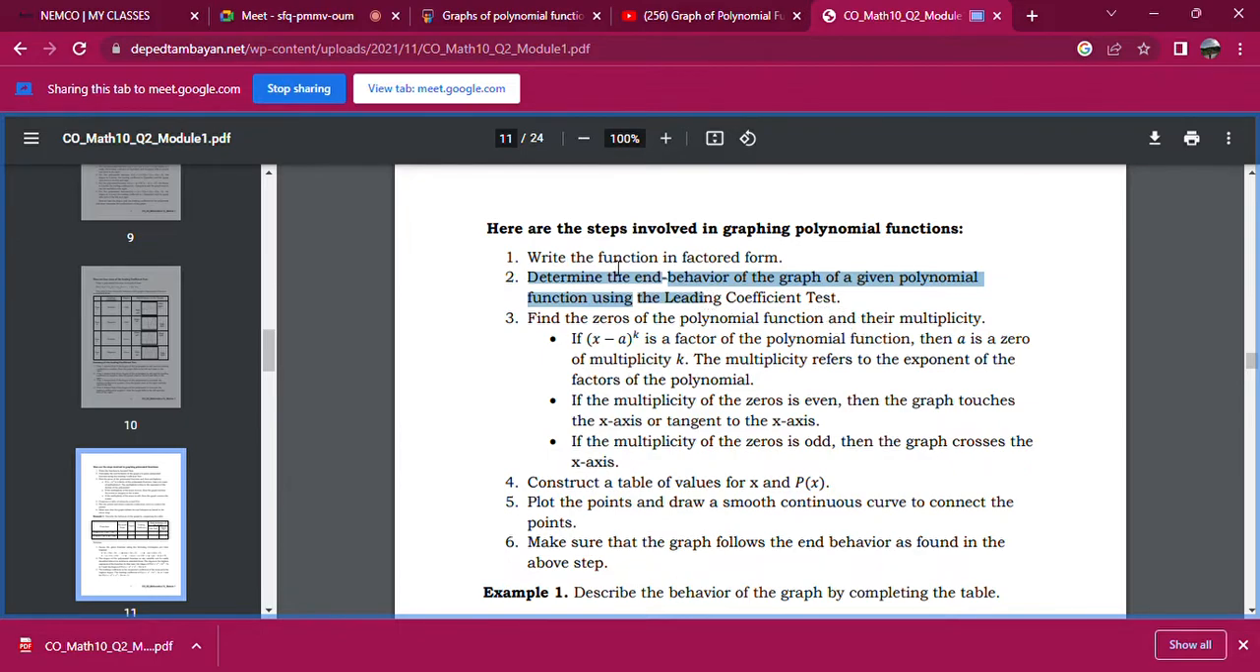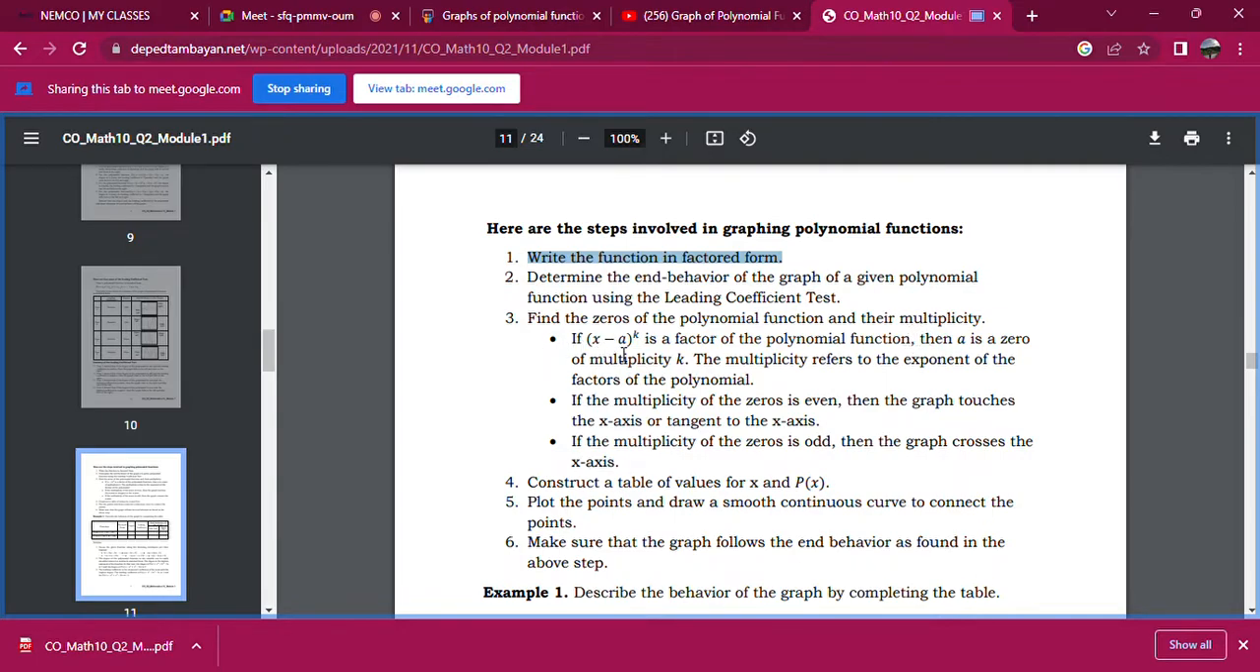So, in determining, the first step in graphing a polynomial function is to factor it out. Number 2 is to determine the end behavior of the graph. So you look at the leading coefficient or the degree. Then you identify, the second step, that our graph rises left and right. So, in the third step, you will find the zeros of the polynomial function and their multiplicity.